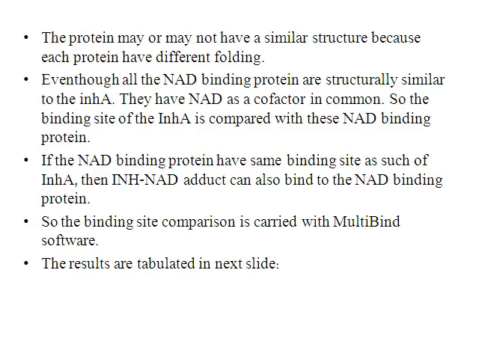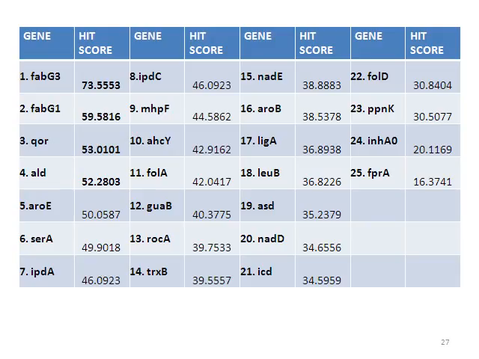From Multibind, we have obtained the following result. The first 5 proteins, FabG3, FabG1, QOR, ALD, AROE have a 50% similar binding site to that of INHA, while the others have less than 50%.